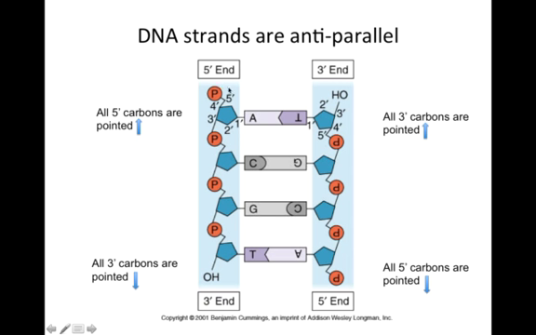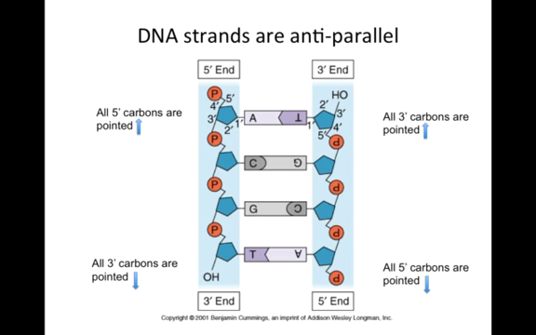On this end, the phosphate group is up. On this strand, the phosphate group is down. So we say that the DNA is anti-parallel, the strands are parallel to each other because they're running side by side, but they're going in the opposite direction. So that's really important to understand because when we think about how we're going to build a new DNA molecule, it's also going to have to be anti-parallel.